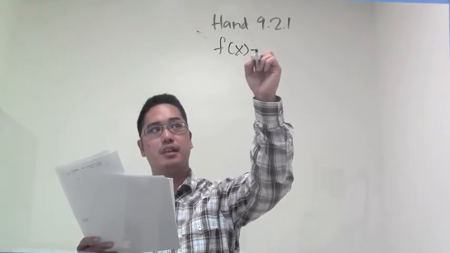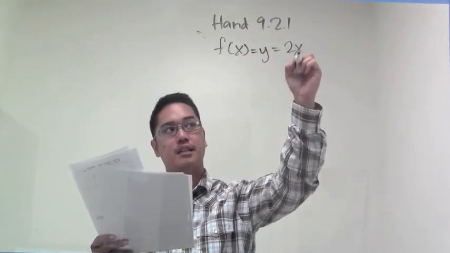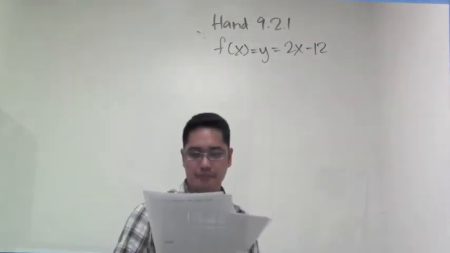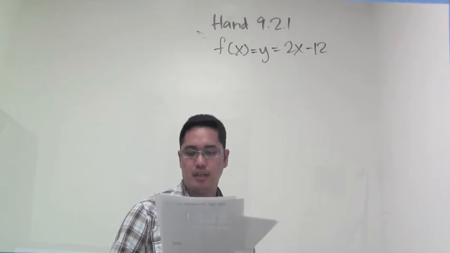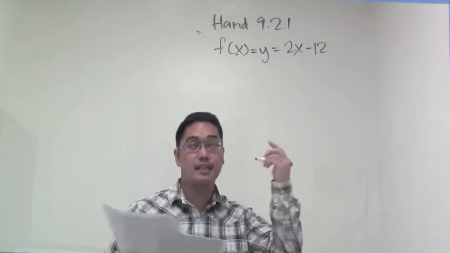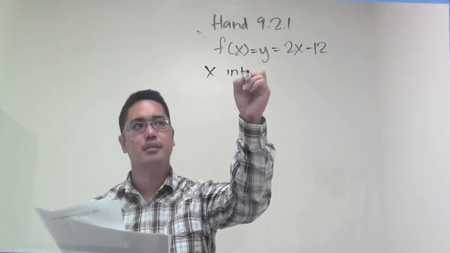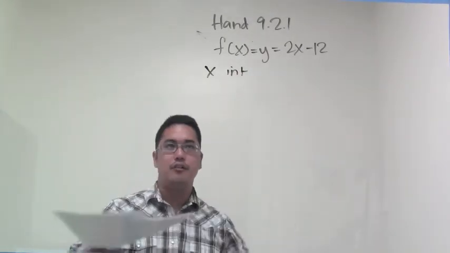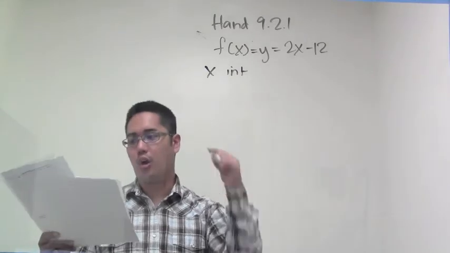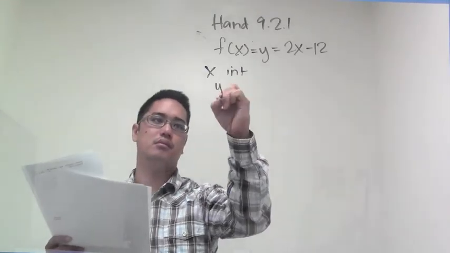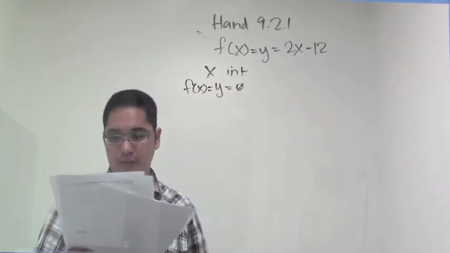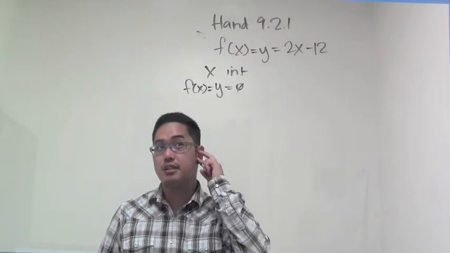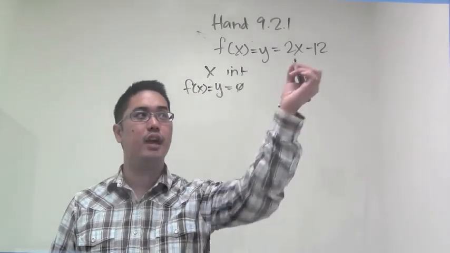Shoots, brah! Up out! F of x, which is the same as y, is equal to 2x minus 12. All right? Let's do this one. Ready? For the x-intercept, I'm just going to tell it to you, you've got to write it down. For the x-intercept, the y value is always equal to 0. So f of x is equal to 0 is equal to y. So what you'll do is set this thing equal to 0 and then solve for x.